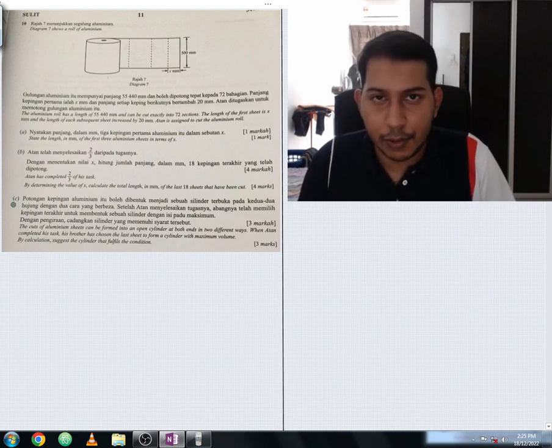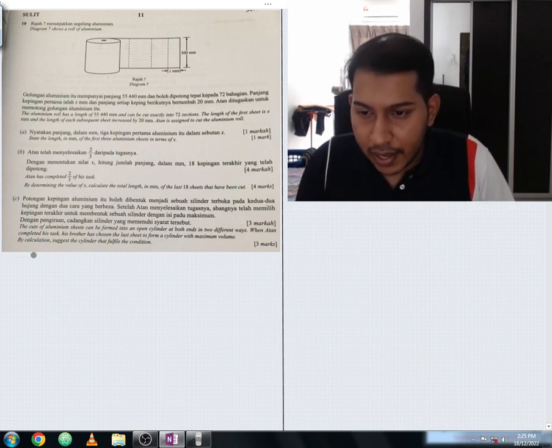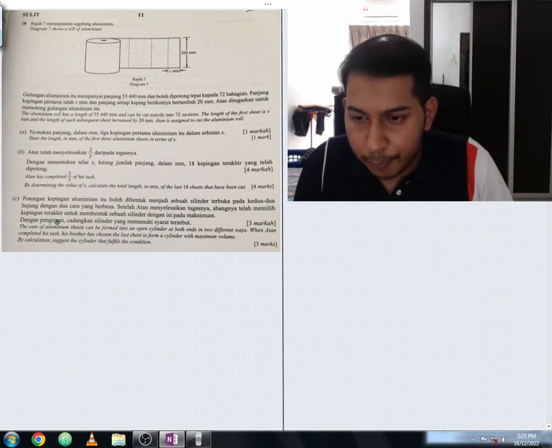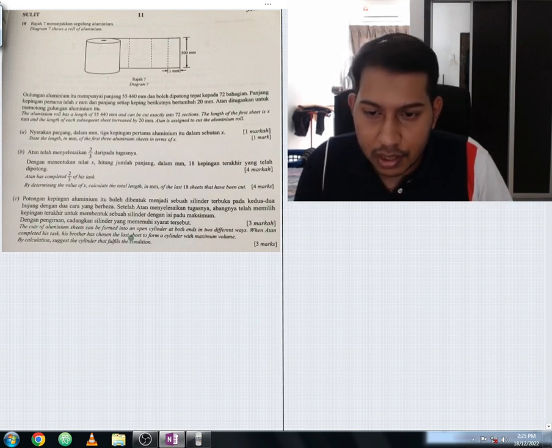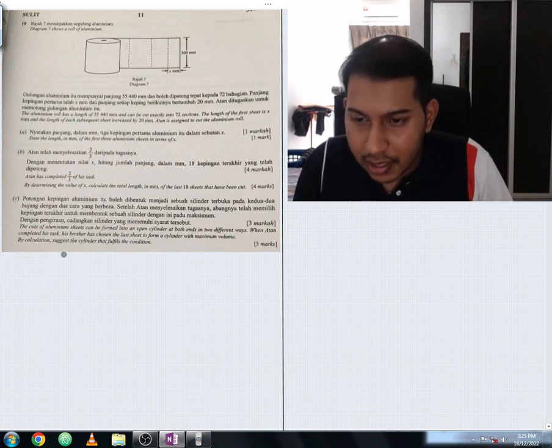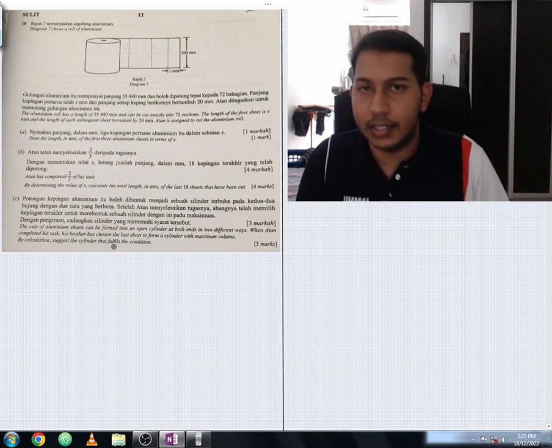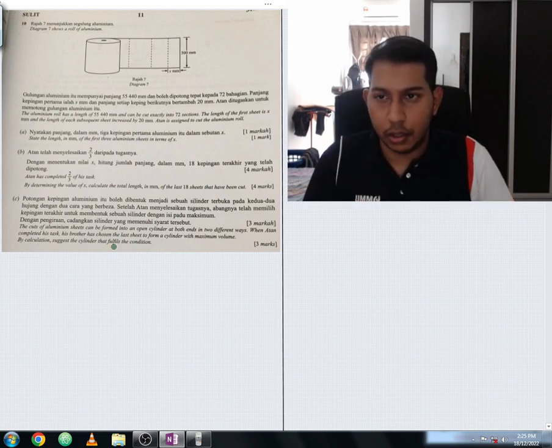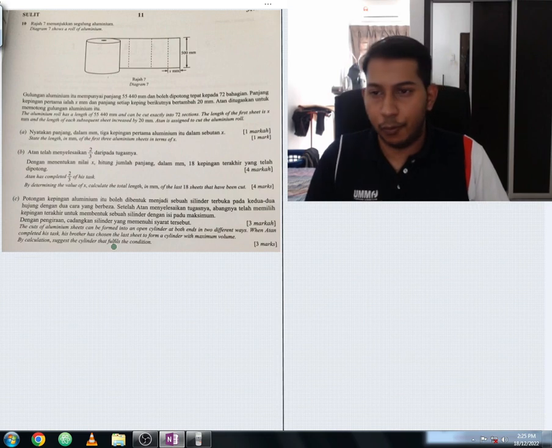Okay, so let us read the question part C. The cuts of aluminium sheets can be formed into an open cylinder at both ends in 2 different ways. When Atan completed his task, his brother has chosen the last sheet to form a cylinder with maximum volume. By calculation, suggest the cylinder that fulfills the condition. Okay, so this is the complete question. So let us solve them one by one. Start with part A.